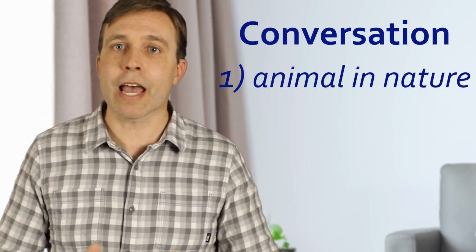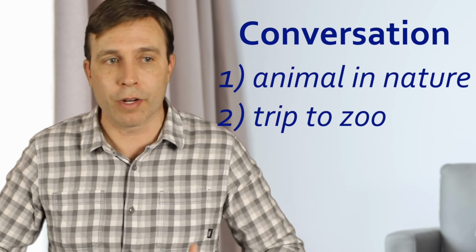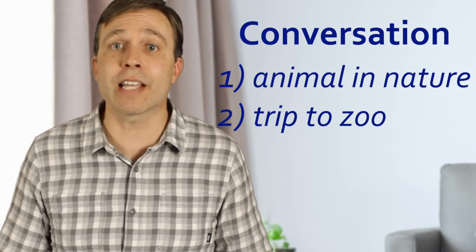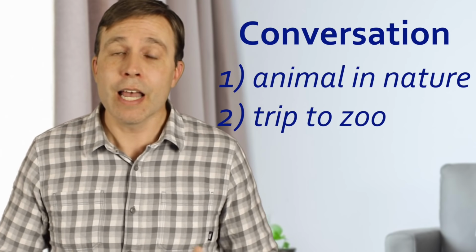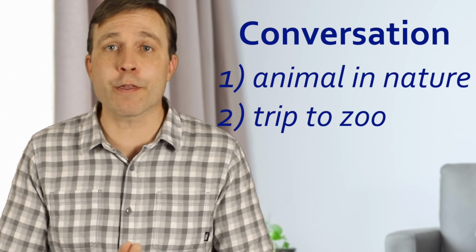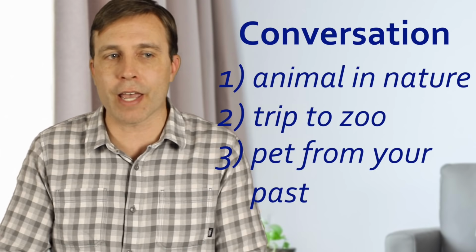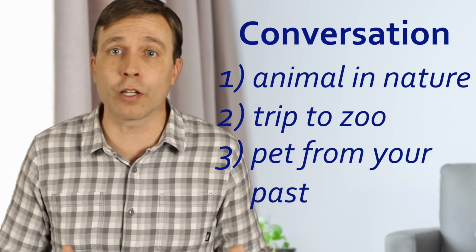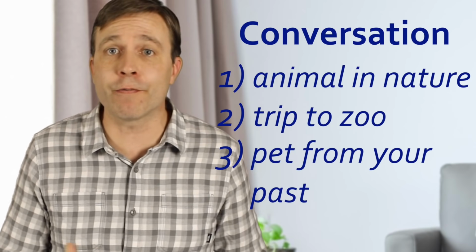And then I'd say, okay, now I want you to have another conversation and talk to your partner about a trip, about a time that you went to the zoo. They would have another conversation for about a minute. And then finally, we would have a third conversation. And I'd say, turn to your partner and talk about a pet that you had a long time ago, or maybe a pet that you wanted to have a long time ago if you didn't have one.